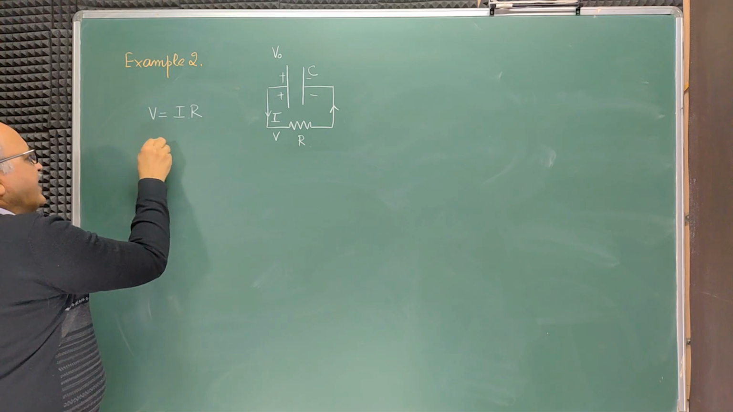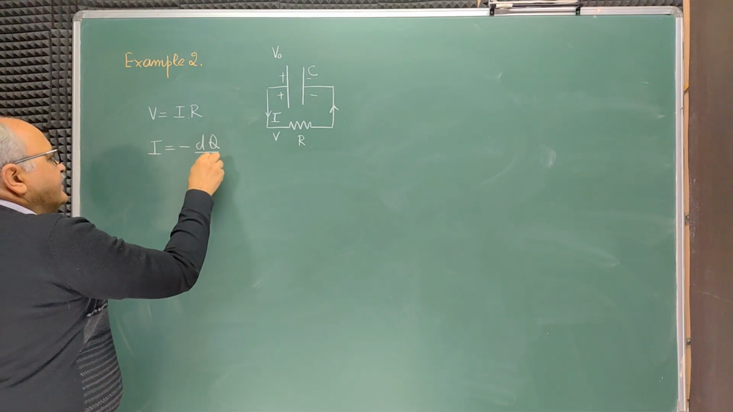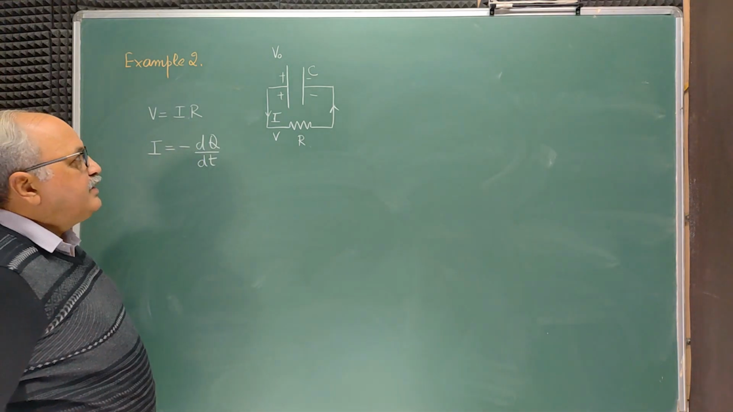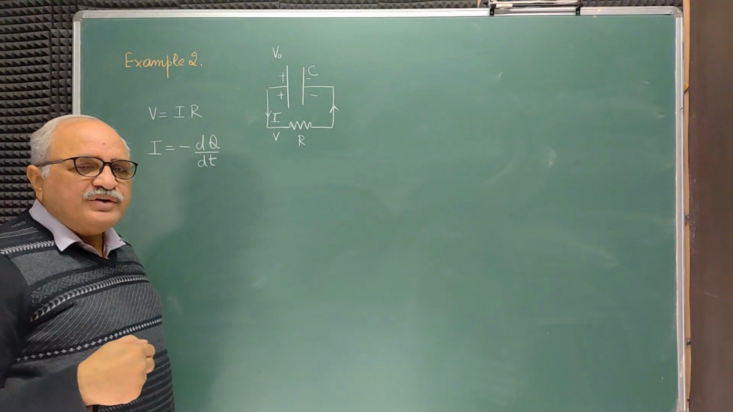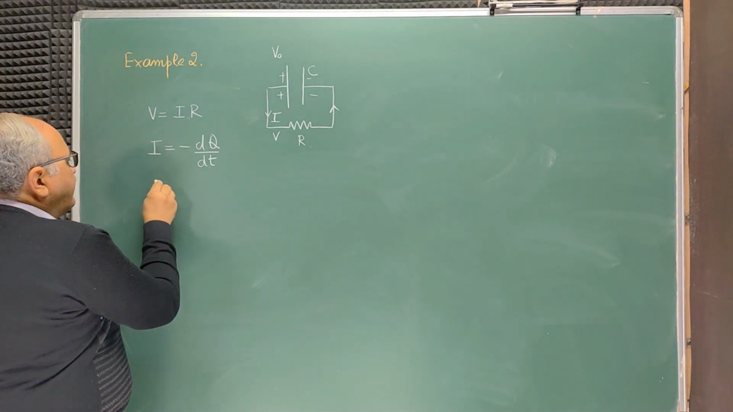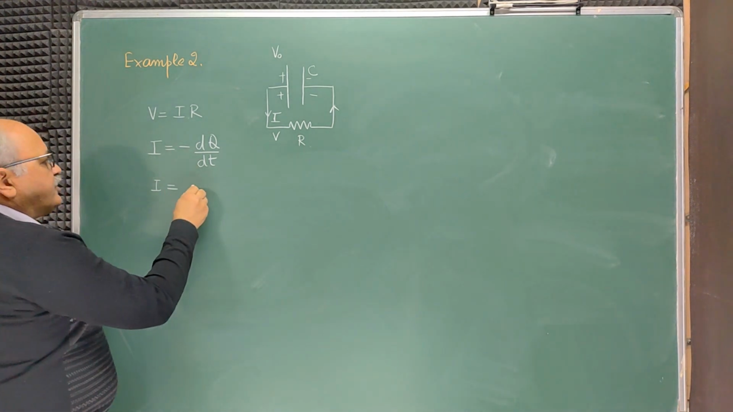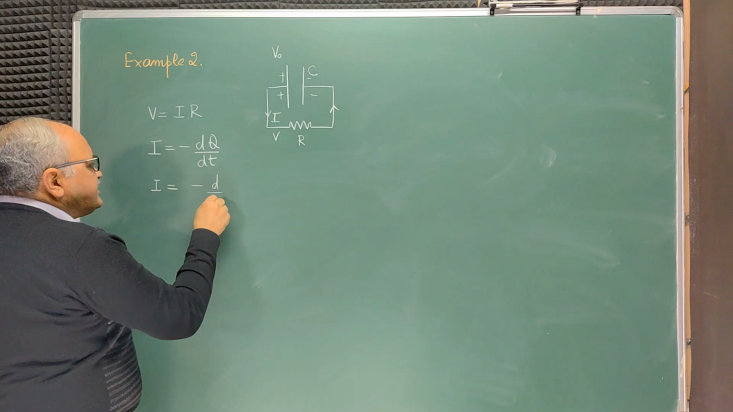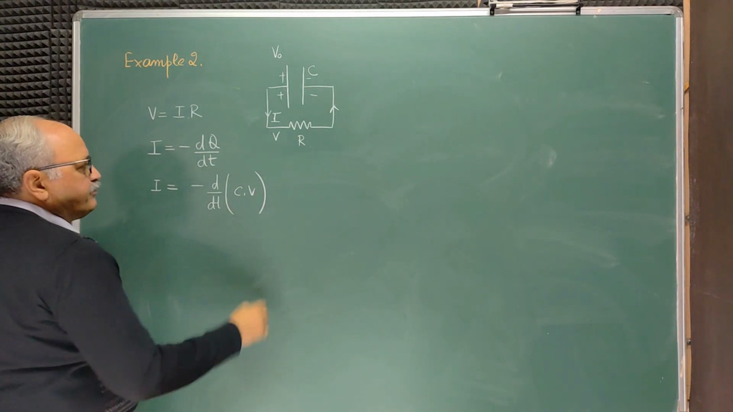The current is given as minus dq by dt. Once again, why the negative sign? The negative sign is indicative of the fact that the charge on the capacitor is continuously decreasing with time. So we can write I, that is the current, equals minus d over dt of q, which equals C into V.